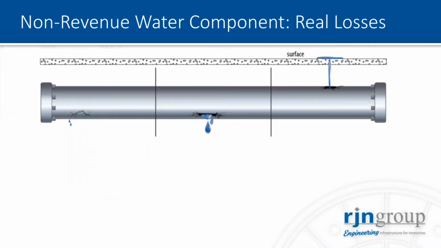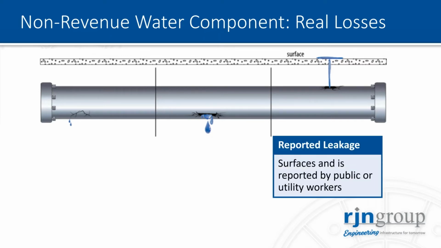When we're dealing with non-revenue water, they separate losses into two components, apparent losses and real losses. We'll talk about real losses here and the three different types of real losses. The leak on the right is a leak that's surfacing. These leaks are usually reported either by your customers or utility operators. These are the ones that surface and get reported, and they typically get fixed fairly quickly.